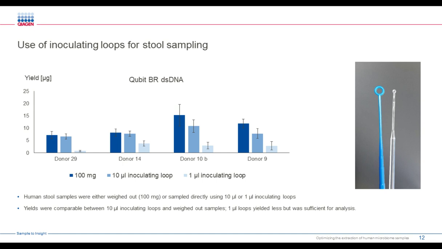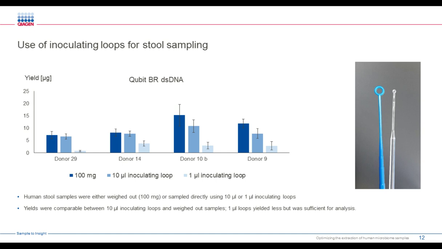First, the yields were much more stable than we were expecting. We were expecting a higher variation on yield as we went to the loops rather than the weighing method, but it looks to be a very stable method to do this. And the yields coming from the 10 microliter loop were surprisingly similar to weighing in 100 milligrams of sample.